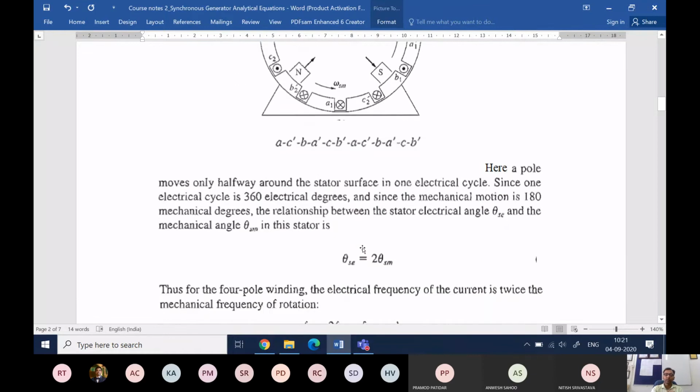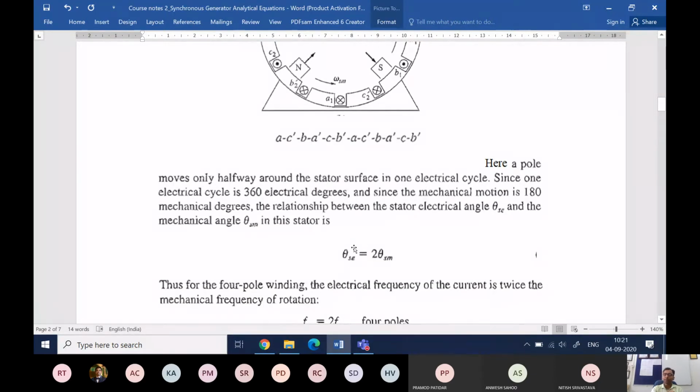What this basically means is that the number of electrical degrees covered in a given time span is double the number of mechanical degrees covered. If the mechanical degrees covered by the rotor is 180 degrees, we are generating one full cycle of the voltage and current waveform, that means 360 electrical degrees. And if it completes one full mechanical rotation, 360 degrees, then we have two waveforms, that means 720 electrical degrees. So the electrical degrees generated are just double the mechanical degrees.